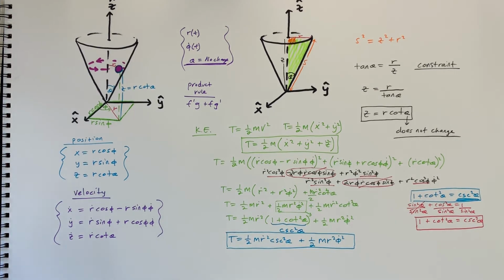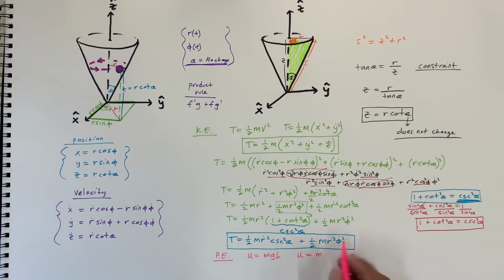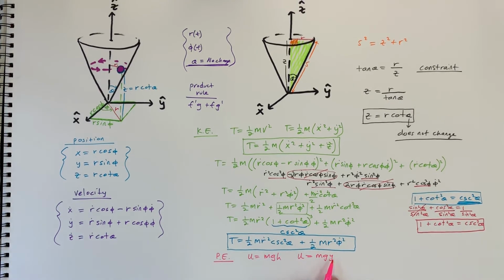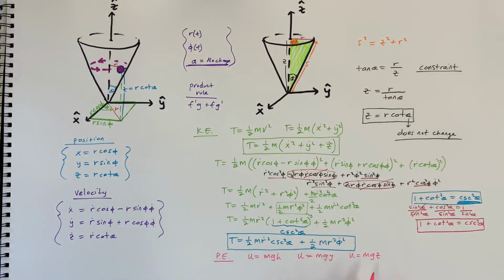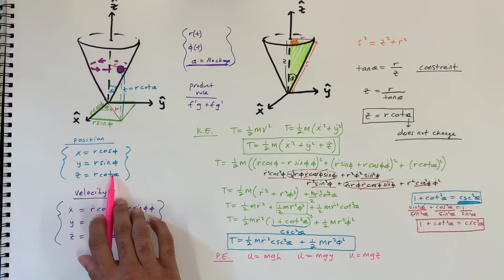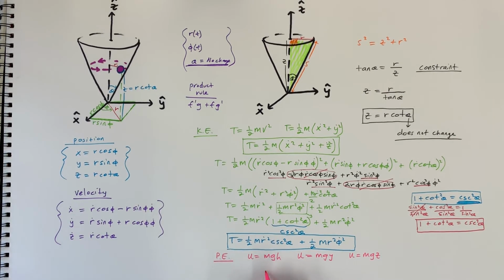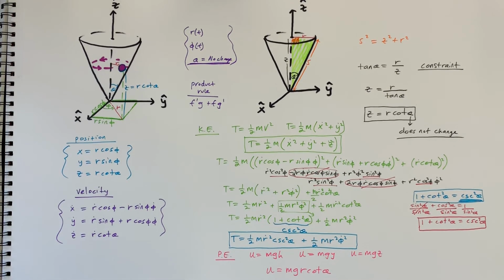All right, and so then finally, our potential energy is going to be U is equal to mgh, which is the same thing as saying mgy, or the height, but this is in 2D. So for this problem, we're going to use z because this represents the height. Okay, so we know our z is r cotangent theta, and so then we have U is equal to m g r cotangent theta, and that is our potential energy term.